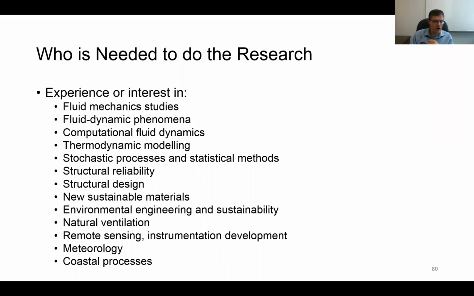To motivate you, if you know nothing about wind engineering except what you heard today, you saw that earlier slide, all the different contributors to the field of wind engineering. If you have experience in or any interest in the following fields, which is a non-comprehensive list, we need fluid mechanics people, computational fluid mechanics, thermodynamics people, stochastic modelers, structural designers, people who focus on sustainable materials, environmental engineering, natural ventilation, remote sensing and instrumentation, meteorology, coastal processes. Cheryl, Blaine, I'm talking to you. Then, of course, there's a spot for you at the wind engineering table for sure.